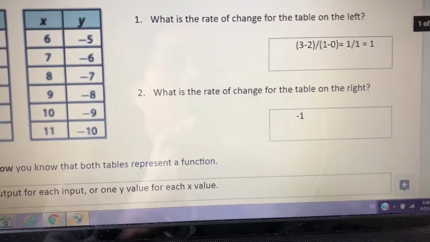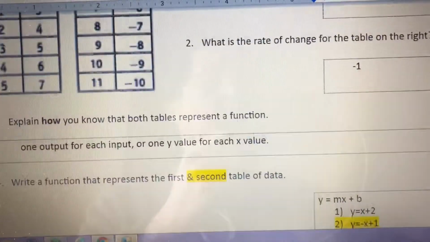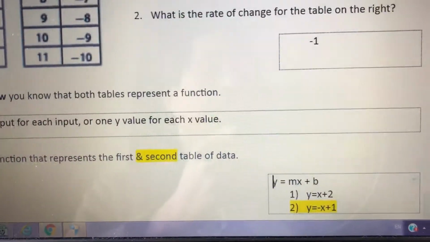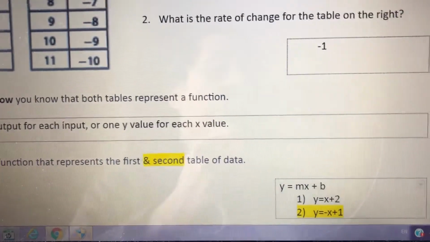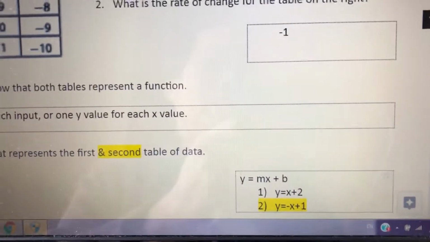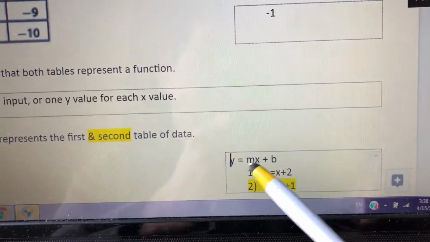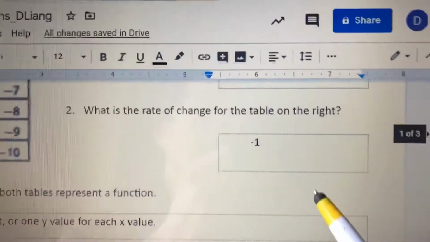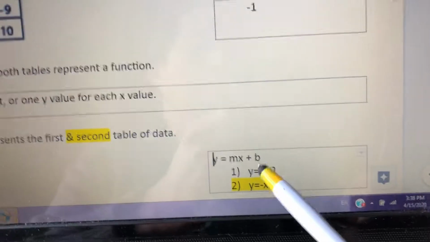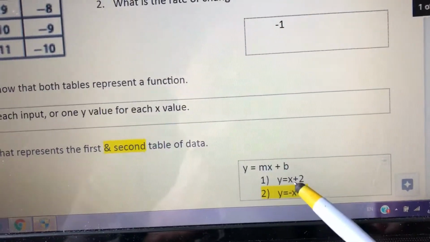And then it asks you for the function of the first table. And I added the second table as well, just to show the overall. So the first one is y, so if you use the general equation to start with, y equal to mx plus b, m is the slope. Earlier it's 1 for the slope on the left table, right? So it's y equal to 1x, which is y equal to x.